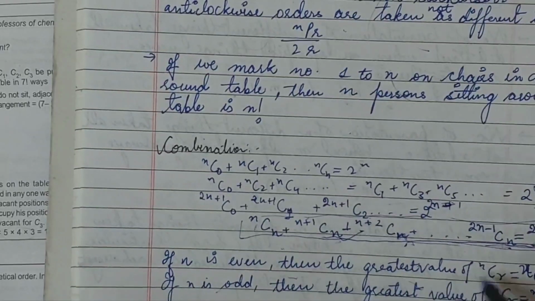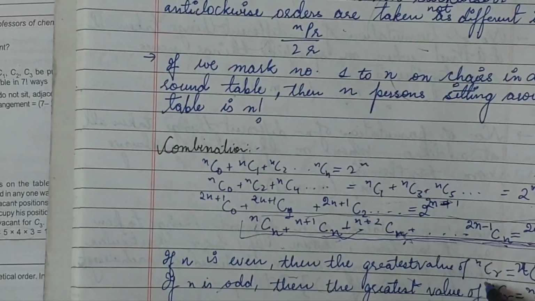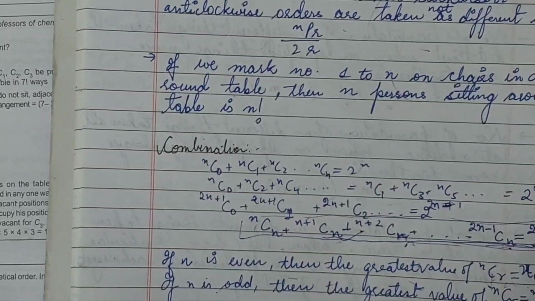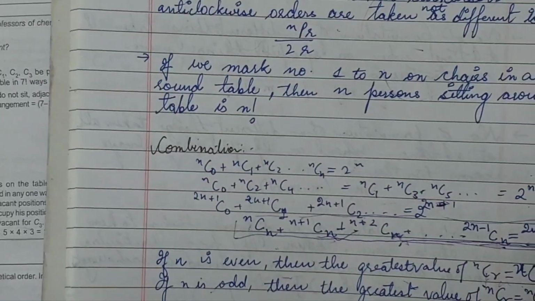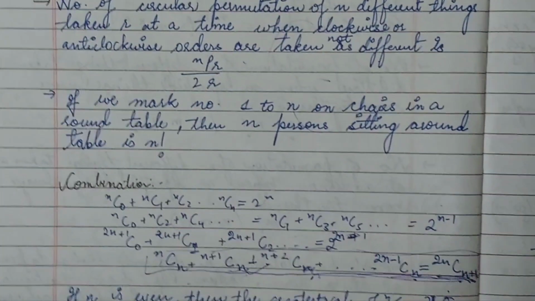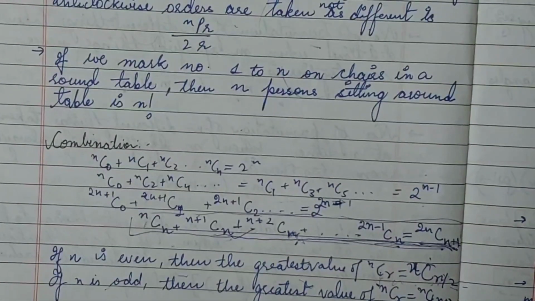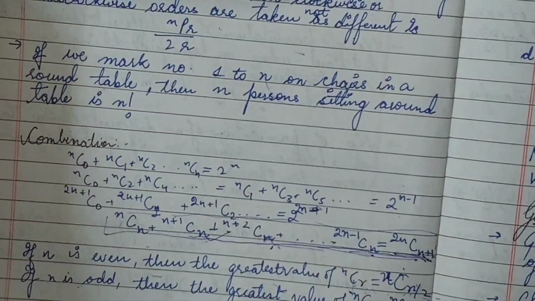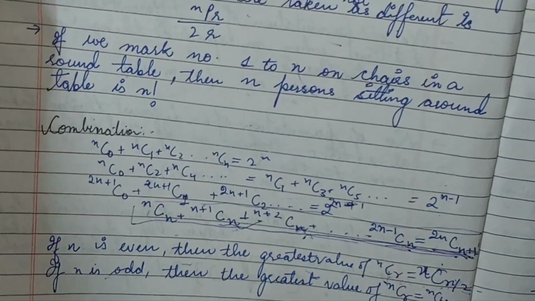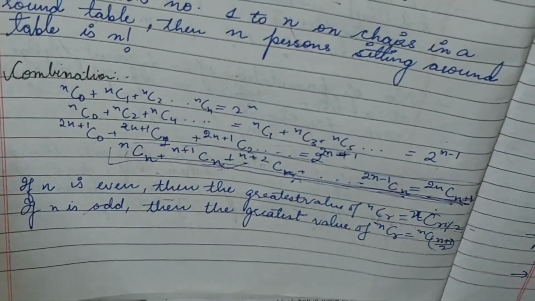If n is even, then the greatest value of nCr is equal to nC(n/2). And if n is odd, then the greatest value of nCr is equal to nC((n+1)/2). I hope you can see it. This thing.